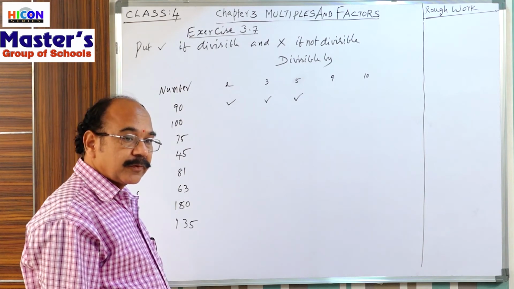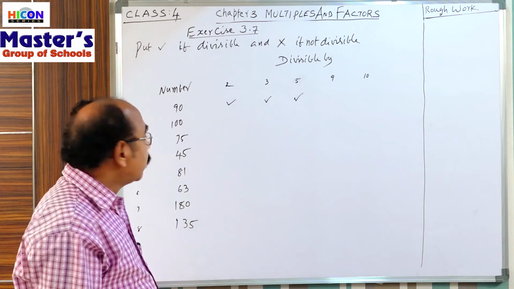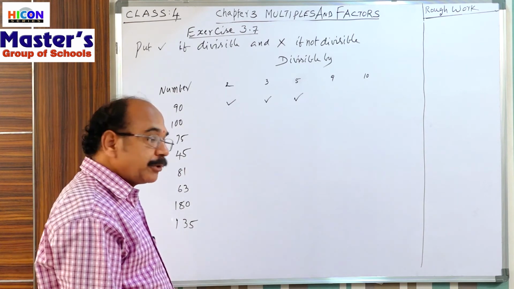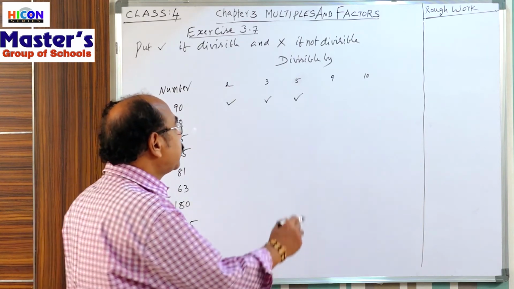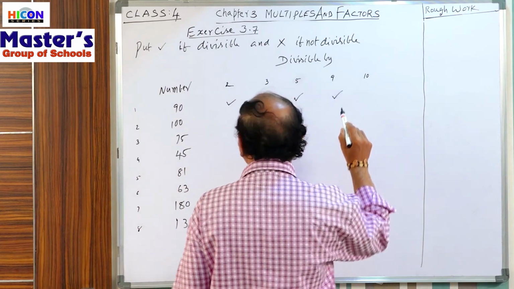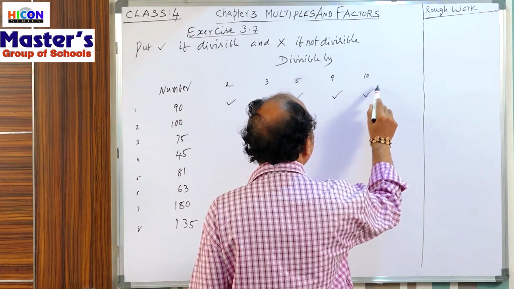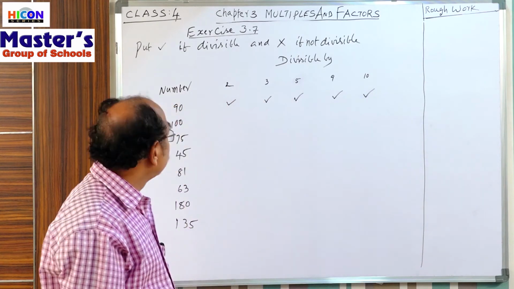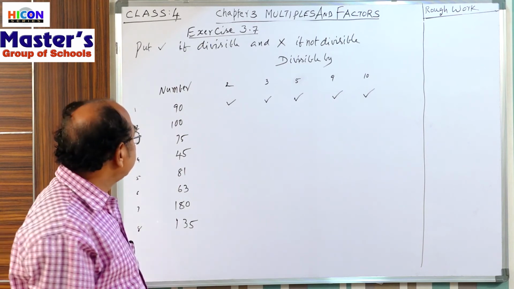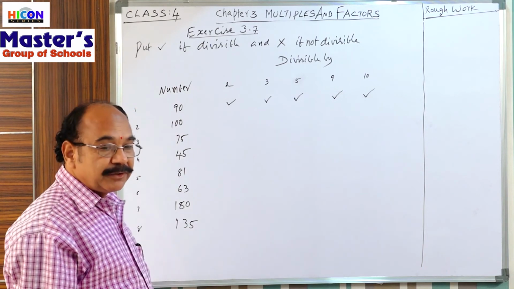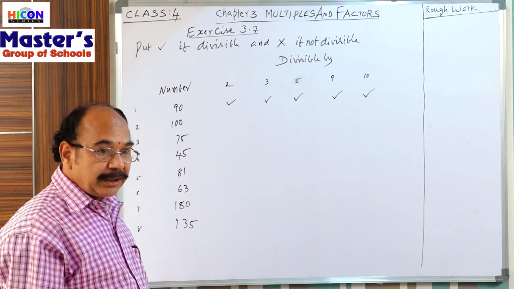9. Yes, it is divisible by 9. Why? Because according to the condition, the sum of the digits is how much here? 9 plus 0, 9. 9 is divisible by 9. That's why it is divisible by 9. Next, 10. Yes, 90 is divisible by 10. Why? Because the units digit is 0. The end digit of the number is 0. That's why it is divisible by 10.